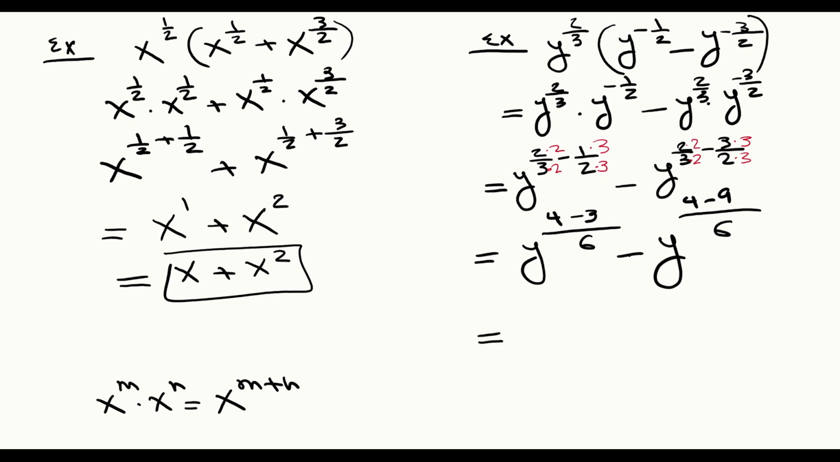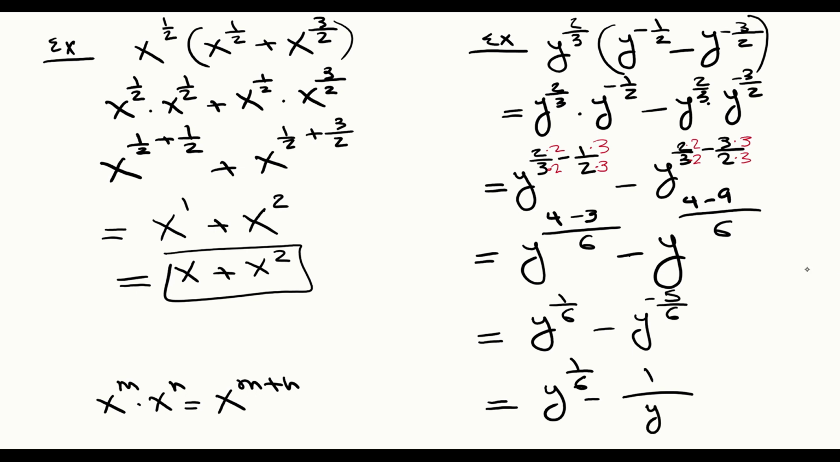So basically we end up with y to the 1/6 minus y to the -5/6. And of course, we don't want to leave it like that because we have a negative exponent which needs to be turned into a positive one before we stop. So we're going to go ahead and write that as 1 over y to the 5/6. Of course, there are more things that can be done, but for the purposes of this section, that will be good enough as an answer.